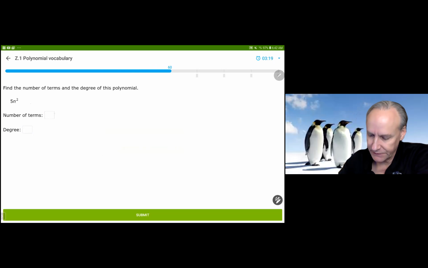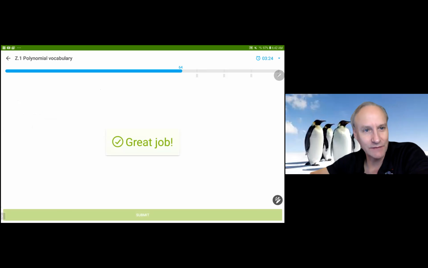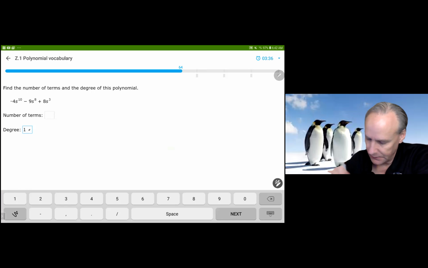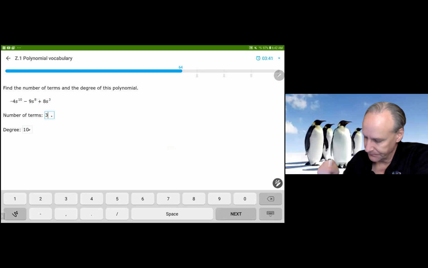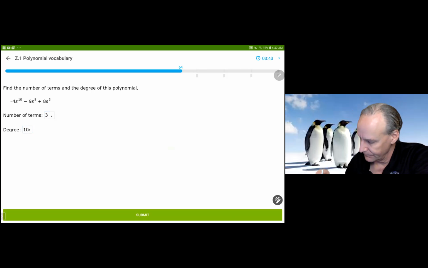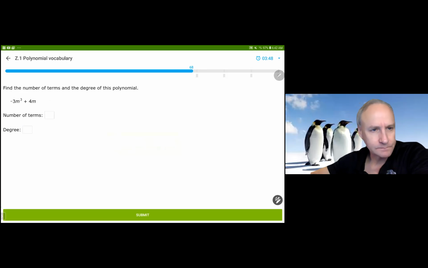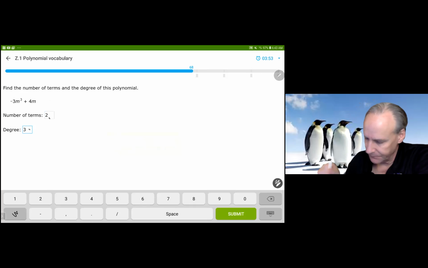This one has 1 term and it's second degree. I just want to make sure that you know the definition. Now what gets confusing is when you have mixed variables. In this case, we just have one single variable, so it's easy. It's just the highest exponent is 10. That's the degree. And I'll bet you can tell me how many terms are there. There are 3. Two terms and third degree.